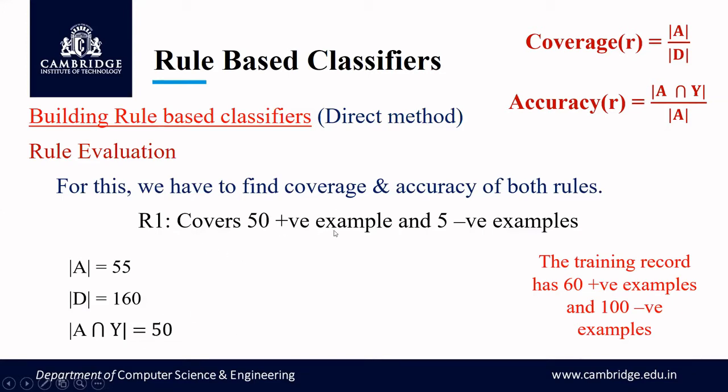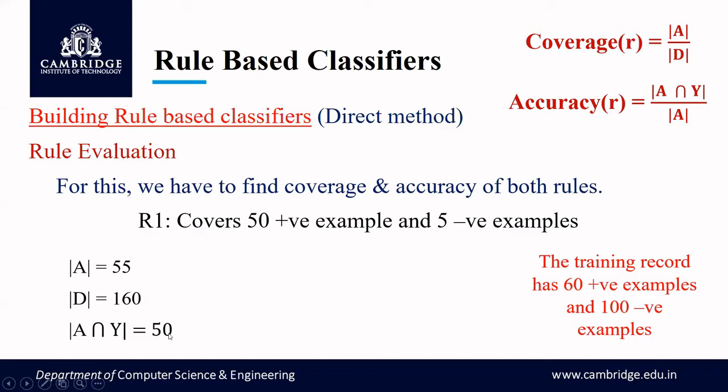So what do we mean by a positive example? A positive example here refers to all those records which are classified as a particular class label. Suppose I want those records which are classified as yes, right? Now I've considered the class as yes. Those records which trigger that particular rule and have the class label yes will be considered as positive examples here.